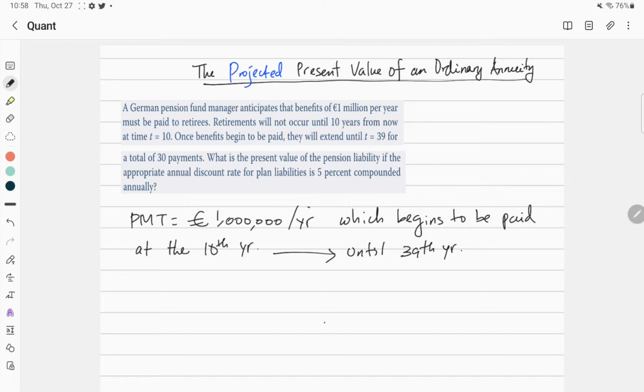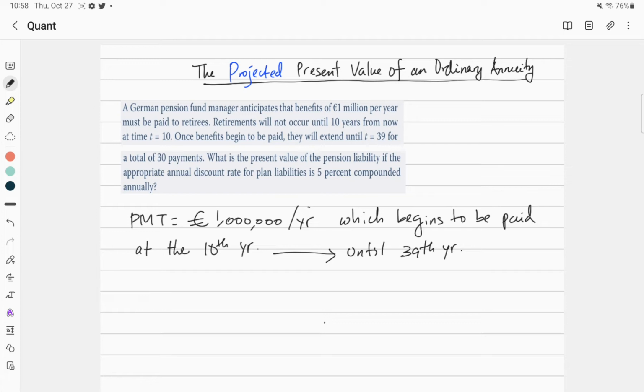Now, the thing is, what is the present value of this liability? Like at t is equal to 0, how much money should this pension fund manager have or should invest in another fund at 5% interest rate so that at the 10th year he will have enough money to start paying 1 million per year starting at the 10th year up until the 39th year.